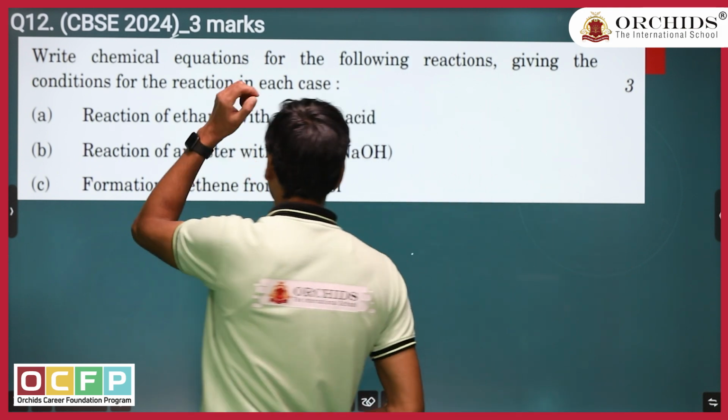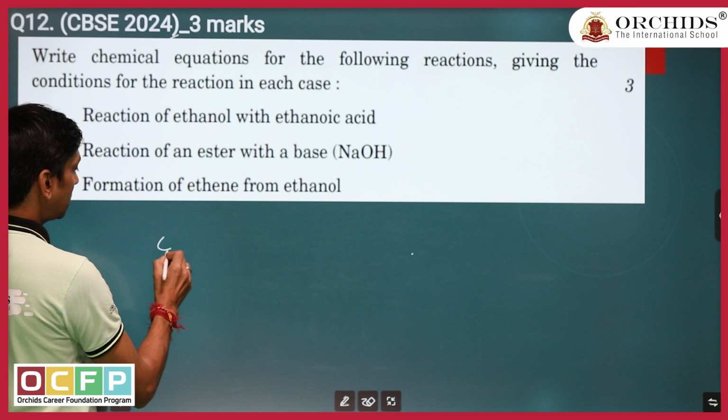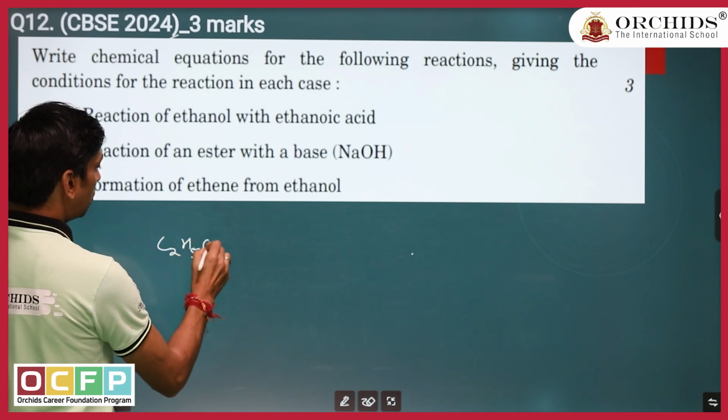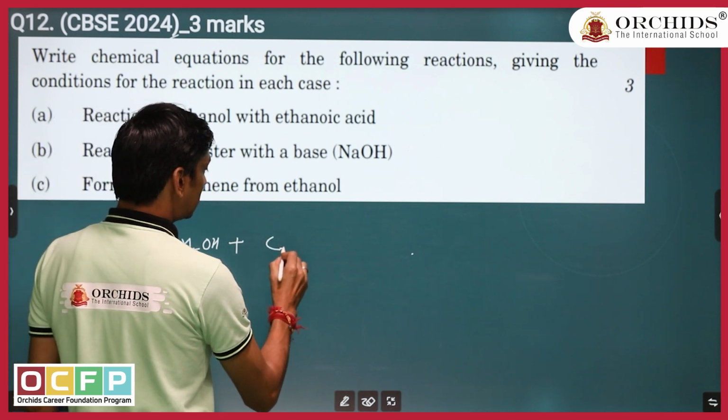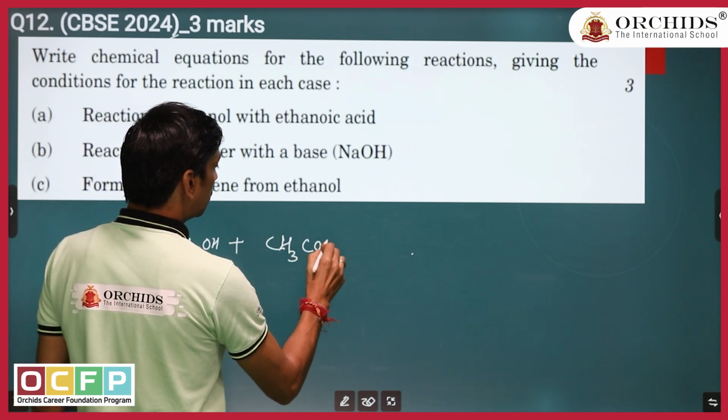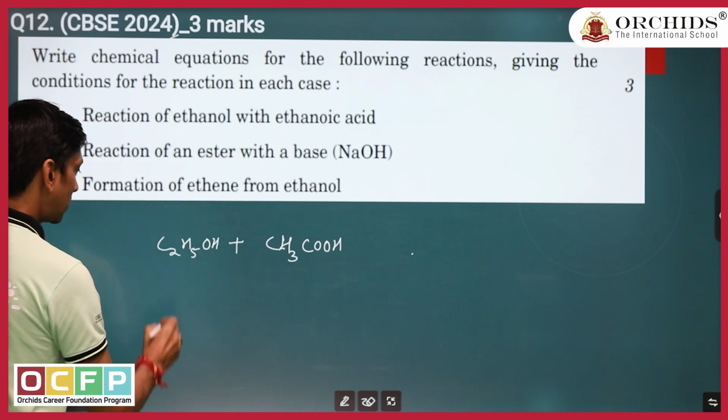So what is the chemical formula of ethanol? The chemical formula of ethanol is C2H5OH. When it reacts with ethanoic acid, that is CH3COOH.